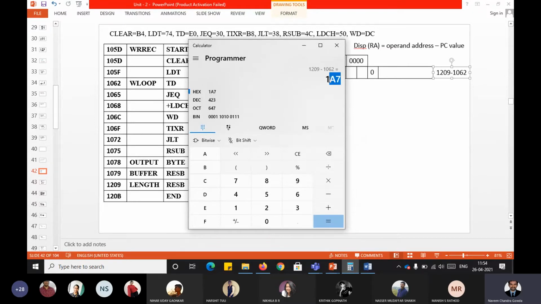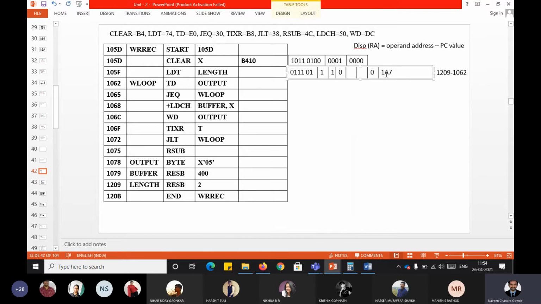I hope you can observe it is 1A7 you are getting. But let me expand that. How to write 1? It is 0001. How to write A? It is 1010. Again, how to write 7? It is 0111.